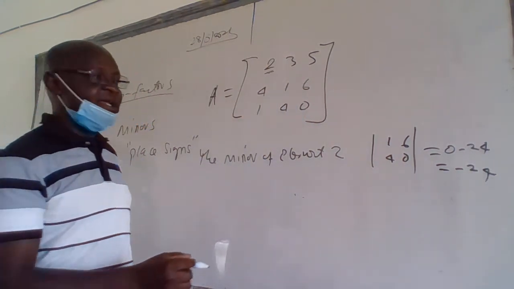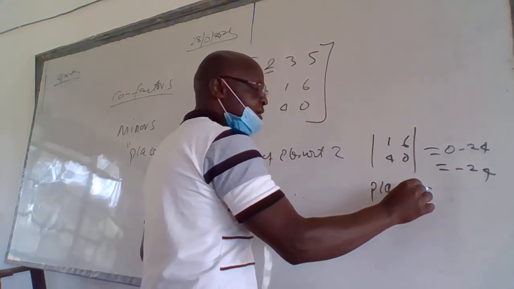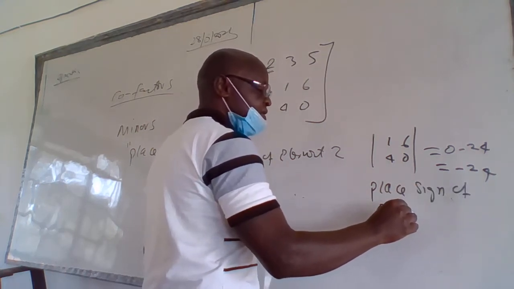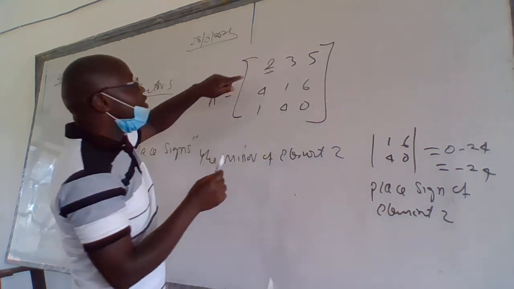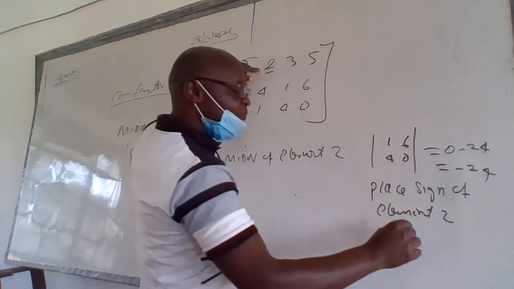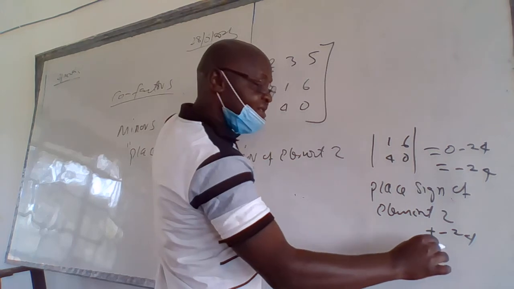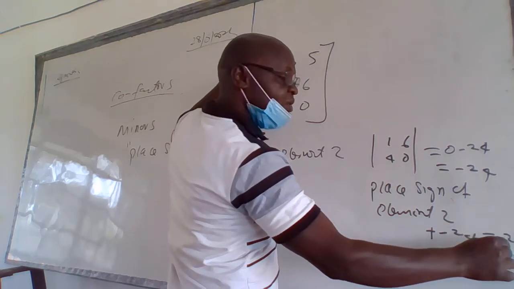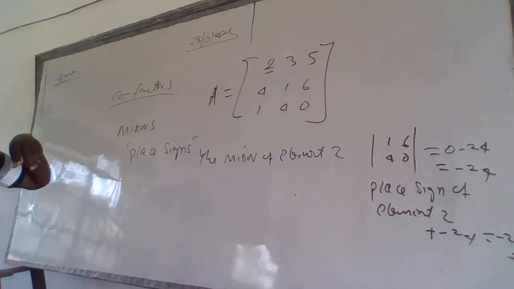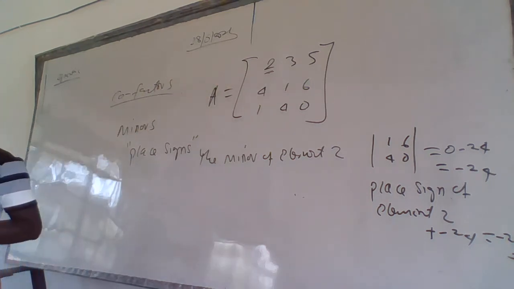But what is the place sign of element 2? The place sign is positive. So it will be plus minus 24. Plus and minus, it will be minus 24. That's how to get the cofactor for element 2.